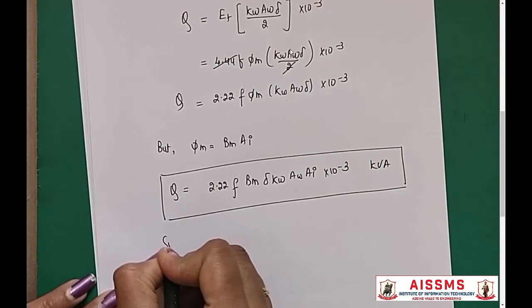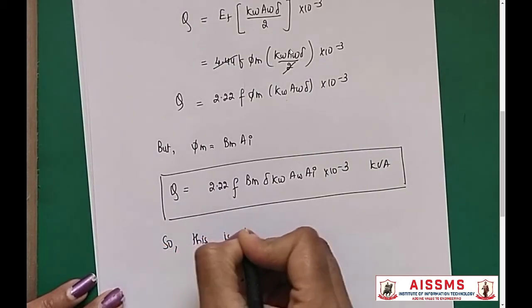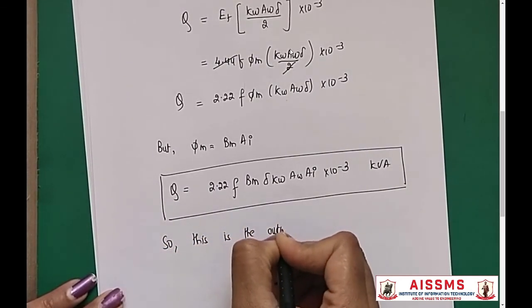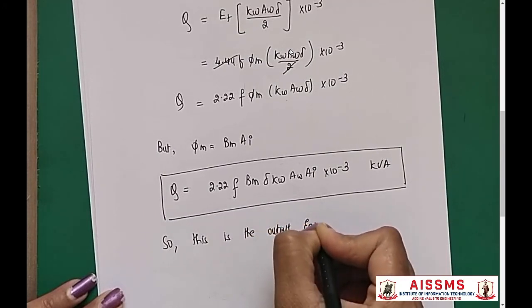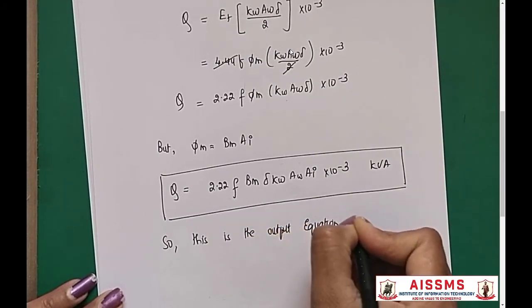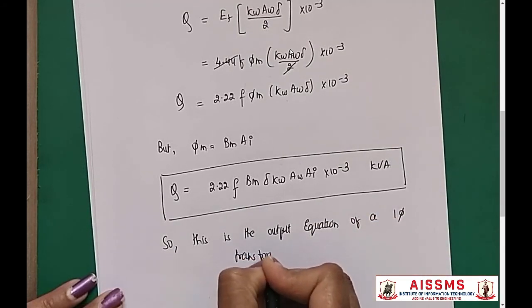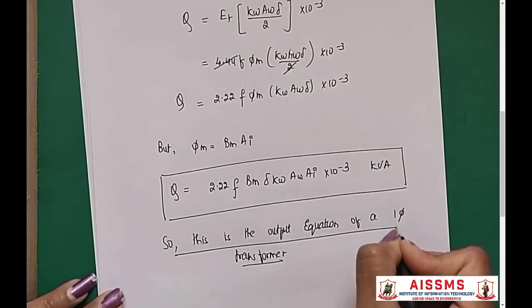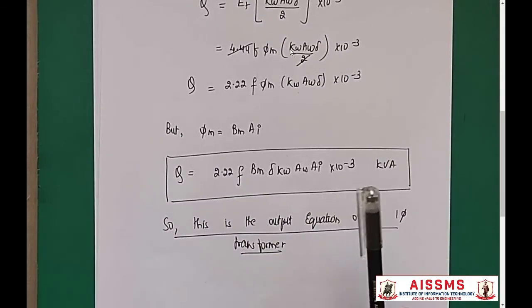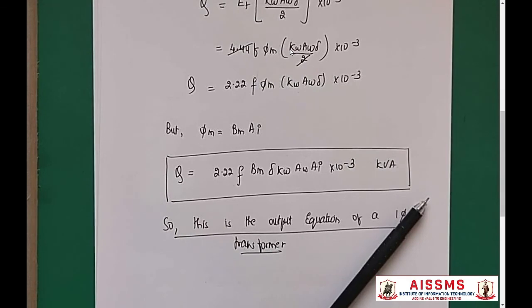Right? So this is the output equation of a single phase transformer. I hope you have understood the derivation that we have taken today, where Q is equal to 2.22 f Bm delta Kw Aw Ai into 10 raised to power minus 3.